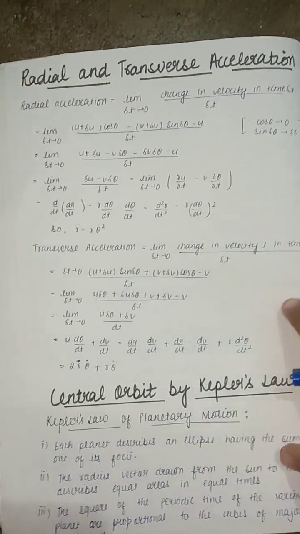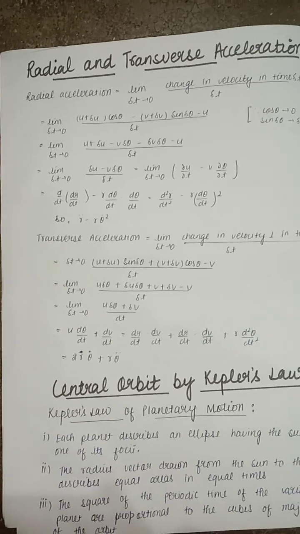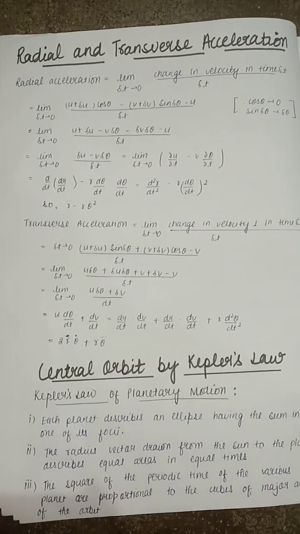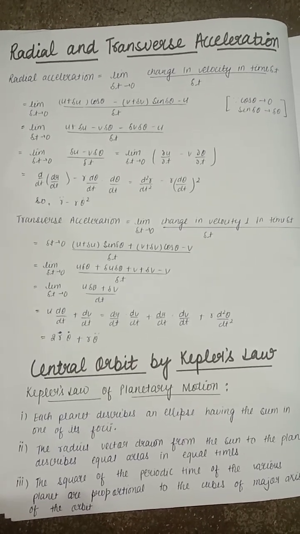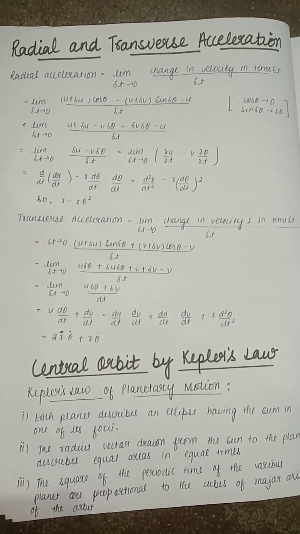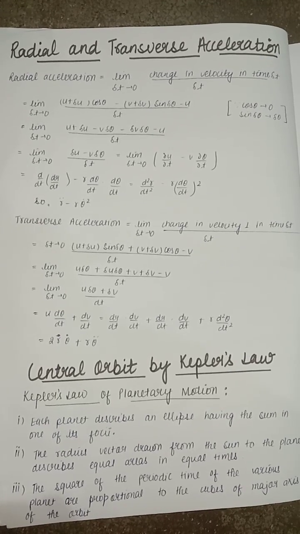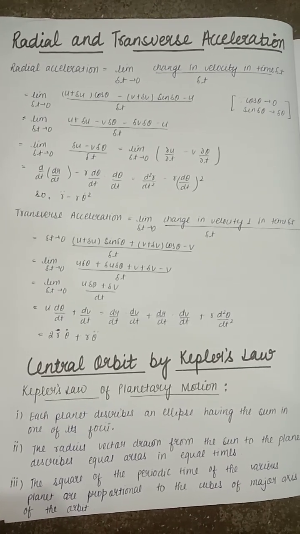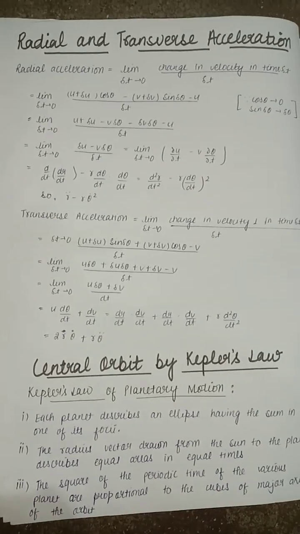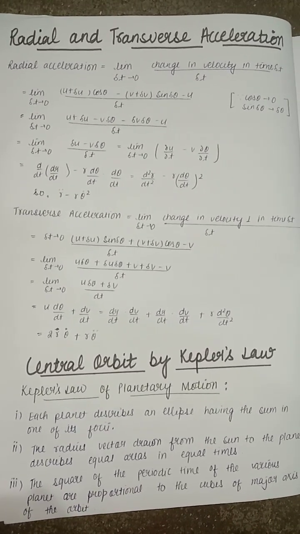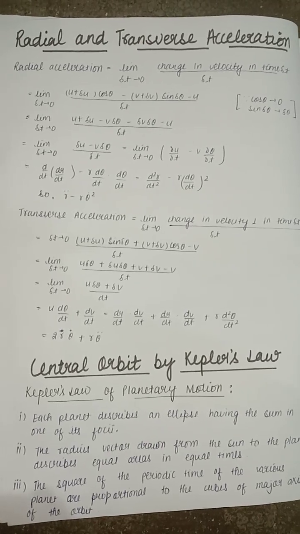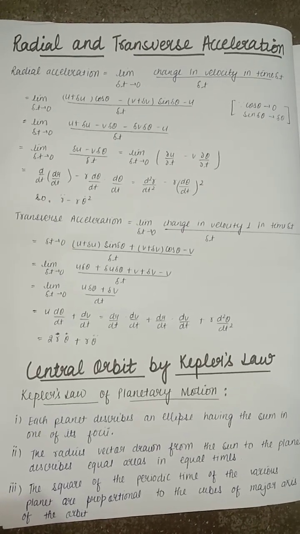Next, proceeding to radial and transverse acceleration. Radial acceleration is equal to the limit as del t tends to 0 of the change in velocity in time del t upon del t, which is r double dot minus r theta dot square. Transverse acceleration is equal to the limit as del t tends to 0, which is equal to 2 r dot theta dot plus r theta double dot.